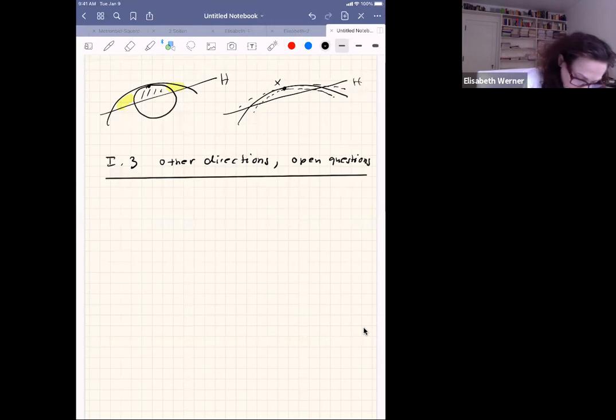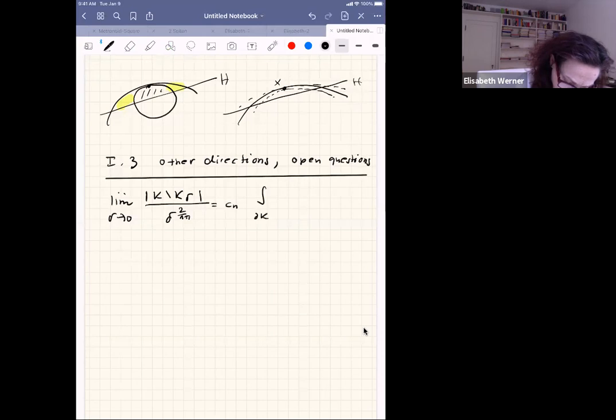So let me write one last time the formula that we have. The limit as delta goes to zero of this volume difference, let me write it very short, is equal to C_n, and then comes this integral over the generalized Gauss curvature. We had proved this, where we have this generalized Gauss curvature.